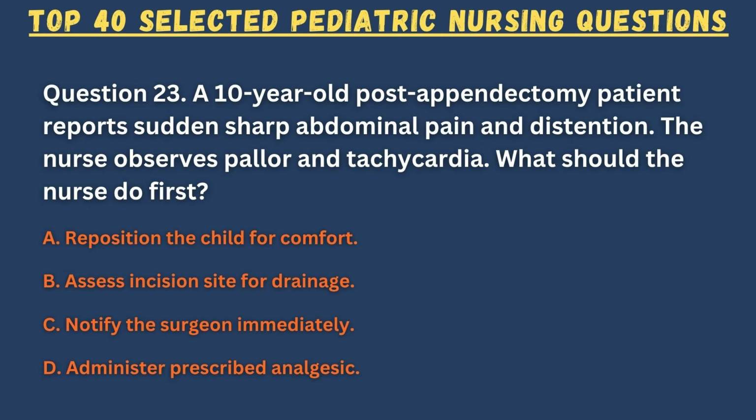Question 23. A 10-year-old post-appendectomy patient reports sudden sharp abdominal pain and distension. The nurse observes pallor and tachycardia. What should the nurse do first? A. Reposition the child for comfort. B. Assess incision site for drainage. C. Notify the surgeon immediately. D. Administer prescribed analgesic.